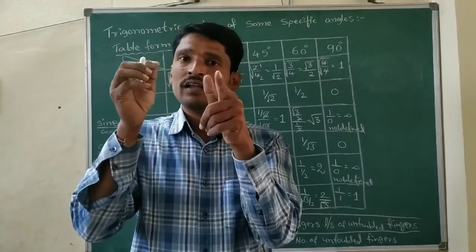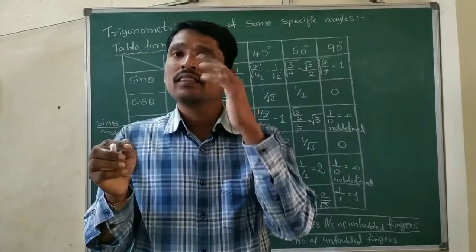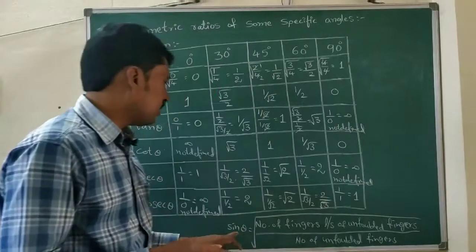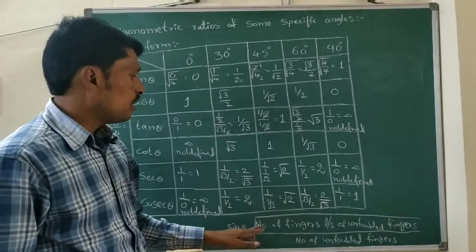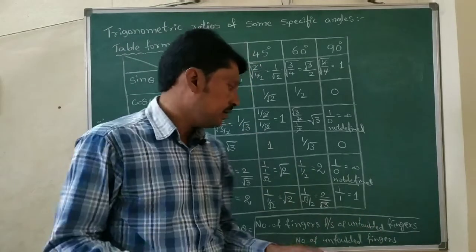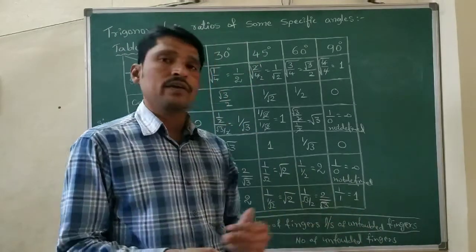Then next, showing the finger, that is 60. The thumb, that is 90 degrees. So here one formula is there. How do we get the sin theta values? Sin theta equals the number of fingers on the left side of the unfolded finger, divided by the number of unfolded fingers, all under root.